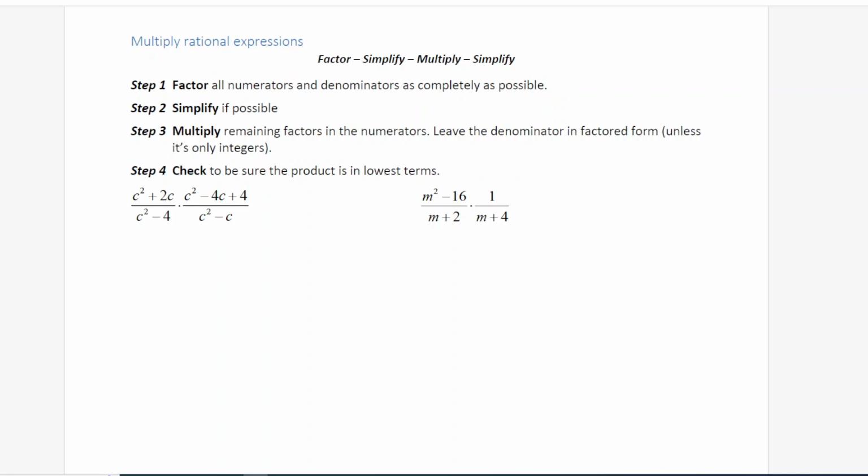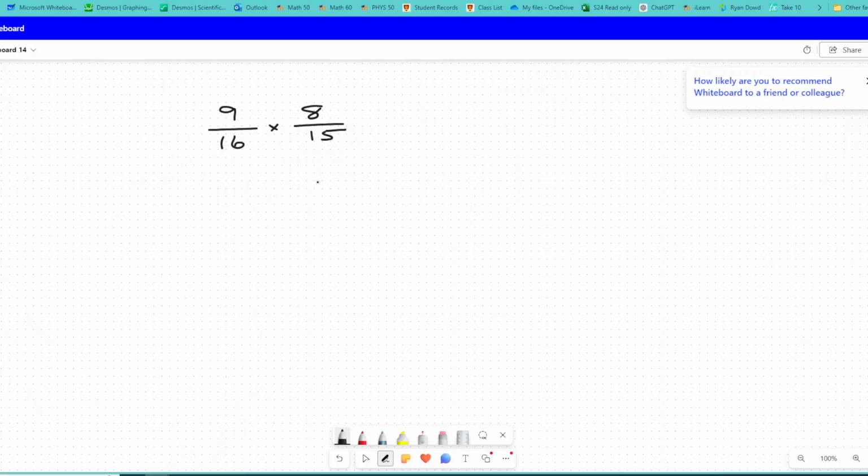So now we're going to move on from simplifying rational expressions to multiplying and dividing rational expressions. And to be honest, multiplying and dividing rational expressions is just a giant simplification. So before we jump into these algebraic expressions, I just want to make sure that we're okay with multiplying fractions. So if I had a question like 9/16 times 8/15, what could you do?